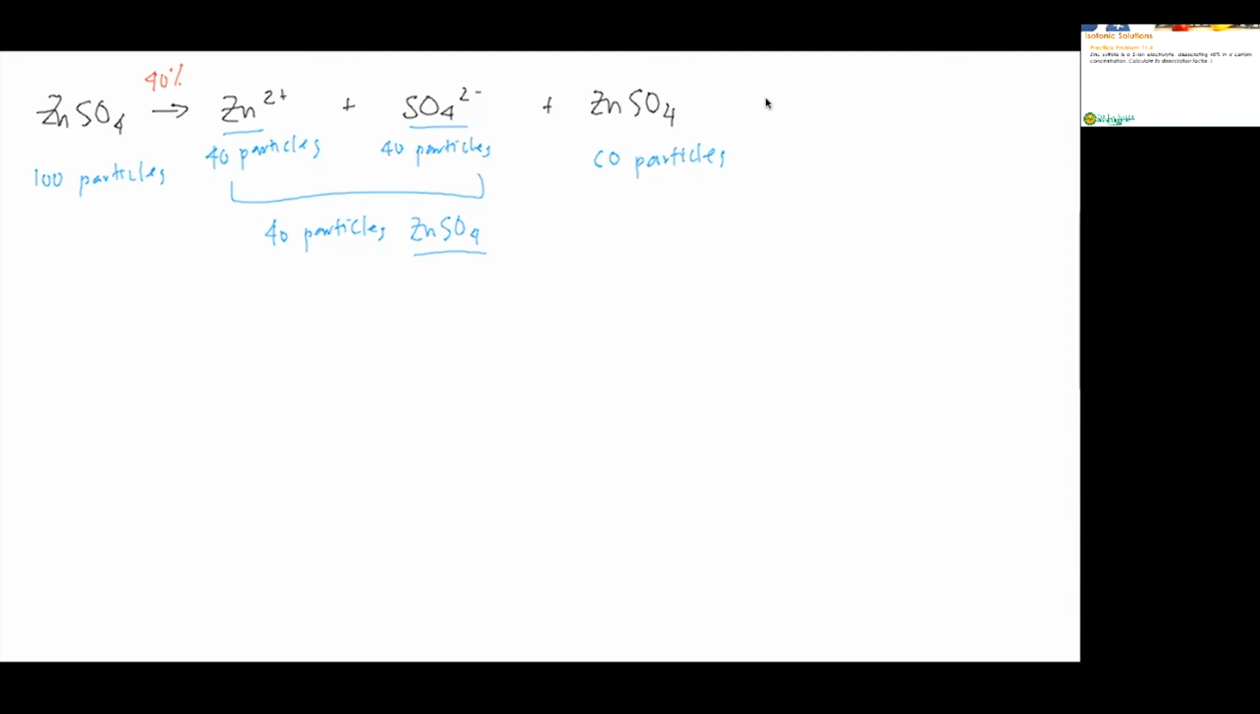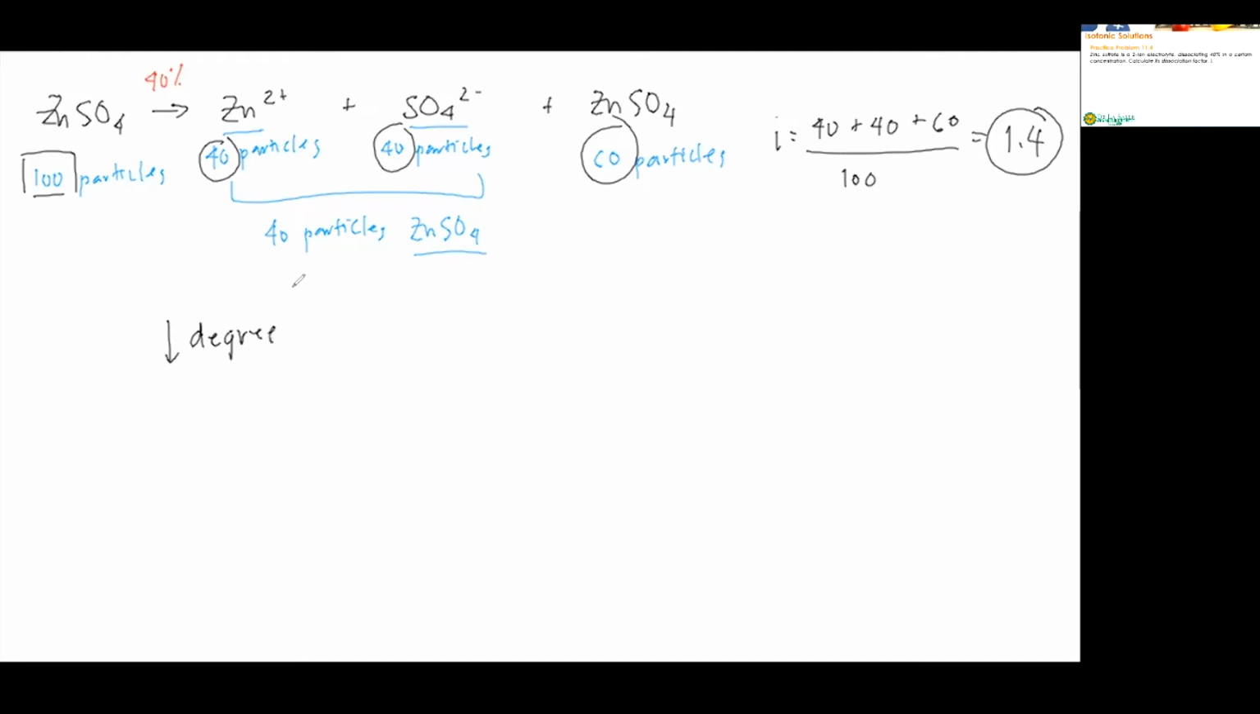Now, in order to determine the I value of zinc sulfate, we simply add the number of particles divided by the original number of particles of zinc sulfate. So we have 40 plus 40 plus 60 divided by 100. And this will be equal to 1.4. Okay. Now take note that if the degree of dissociation is lower, then the I value or the dissociation factor is also lower. Hence, the extent by which a substance with a lower degree of dissociation is able to depress the freezing point of the solvent will also be much less.